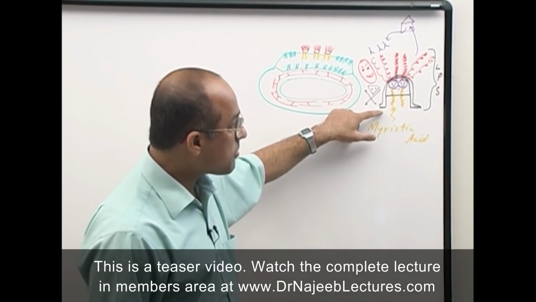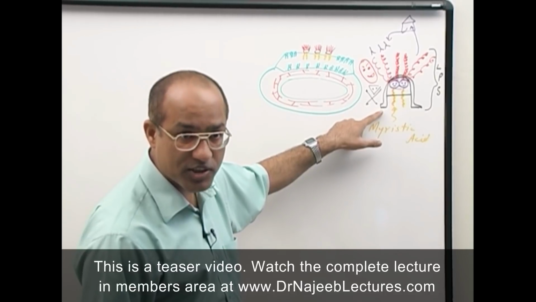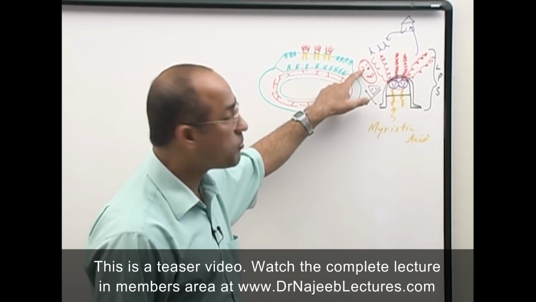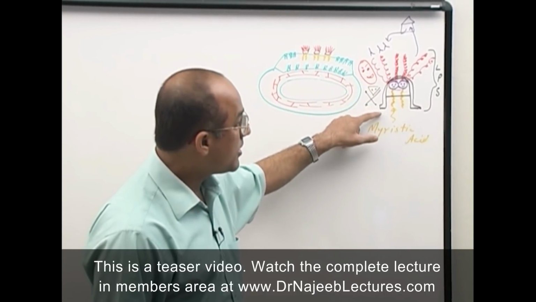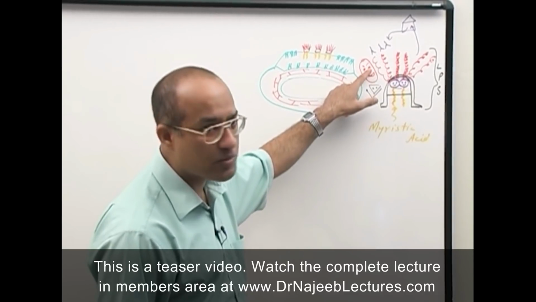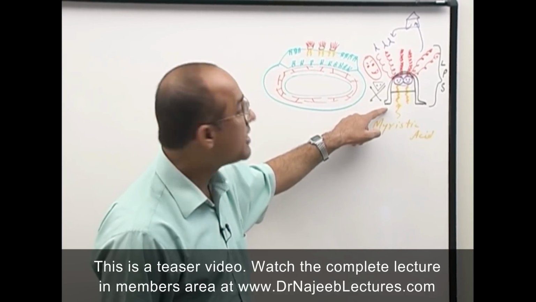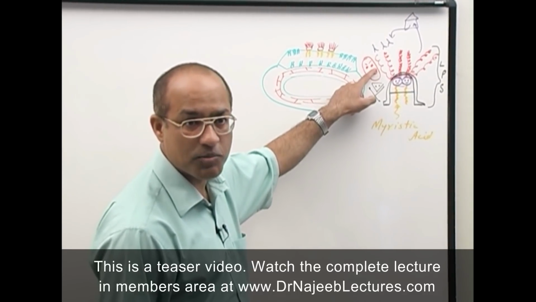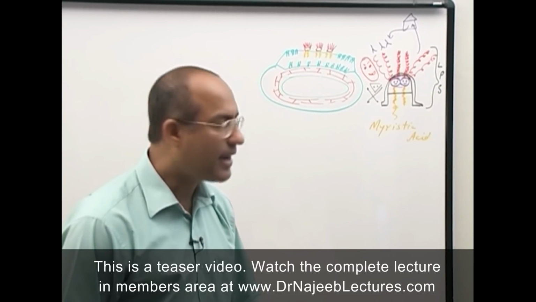In lipopolysaccharide, the lipid A component is the same in all gram-negative bacteria. The polysaccharide component is different from strain to strain. Lipid A is the pathogenic component. Polysaccharide is not the pathogenic component. Lipid A is the non-immunogenic component and the polysaccharide component is the immunogenic component. Am I clear?